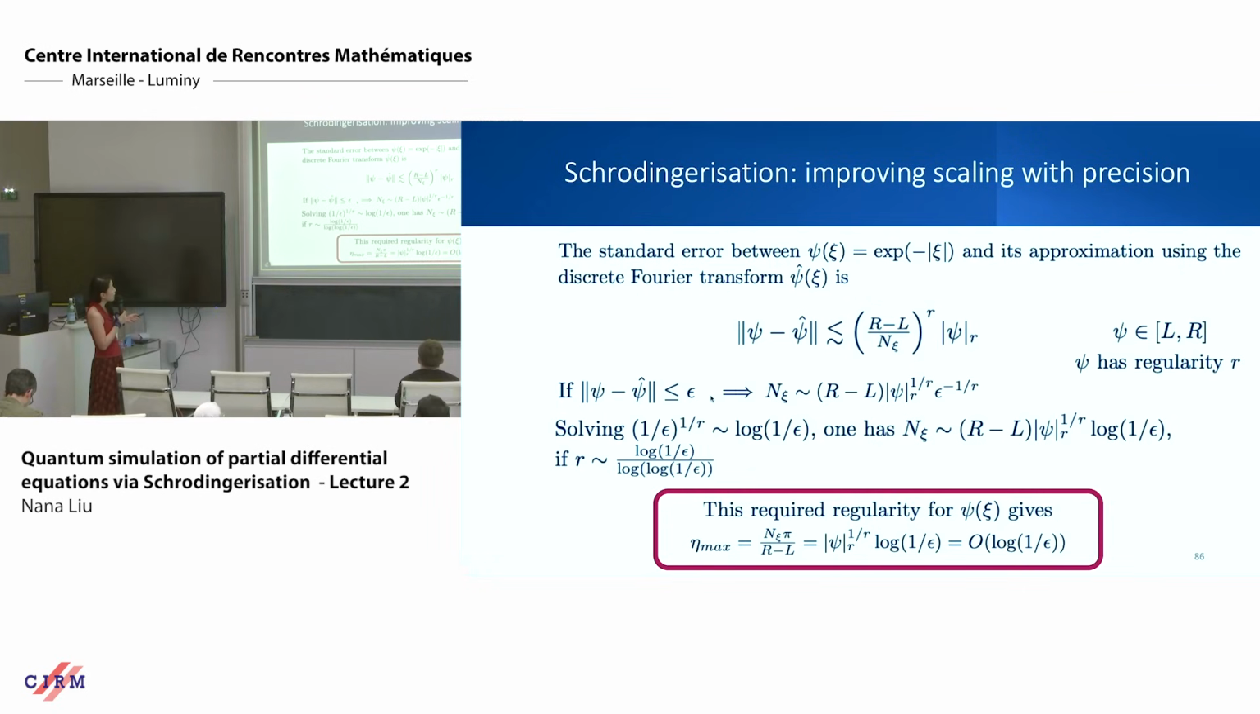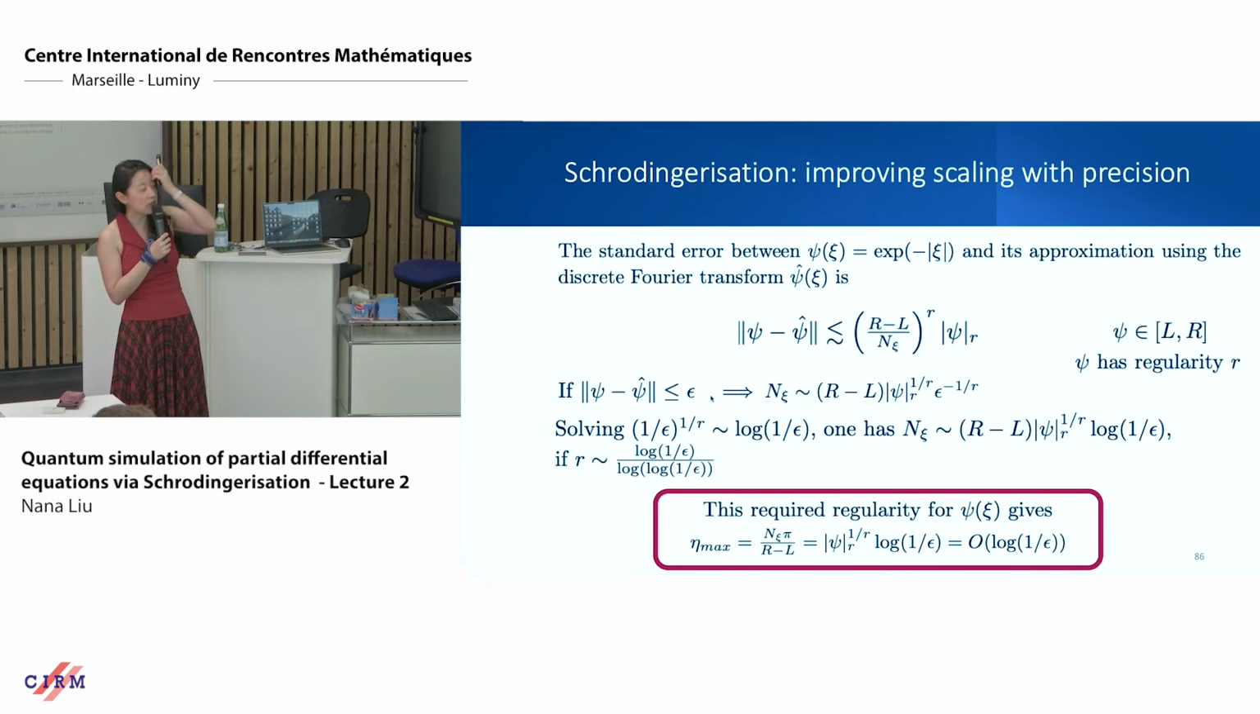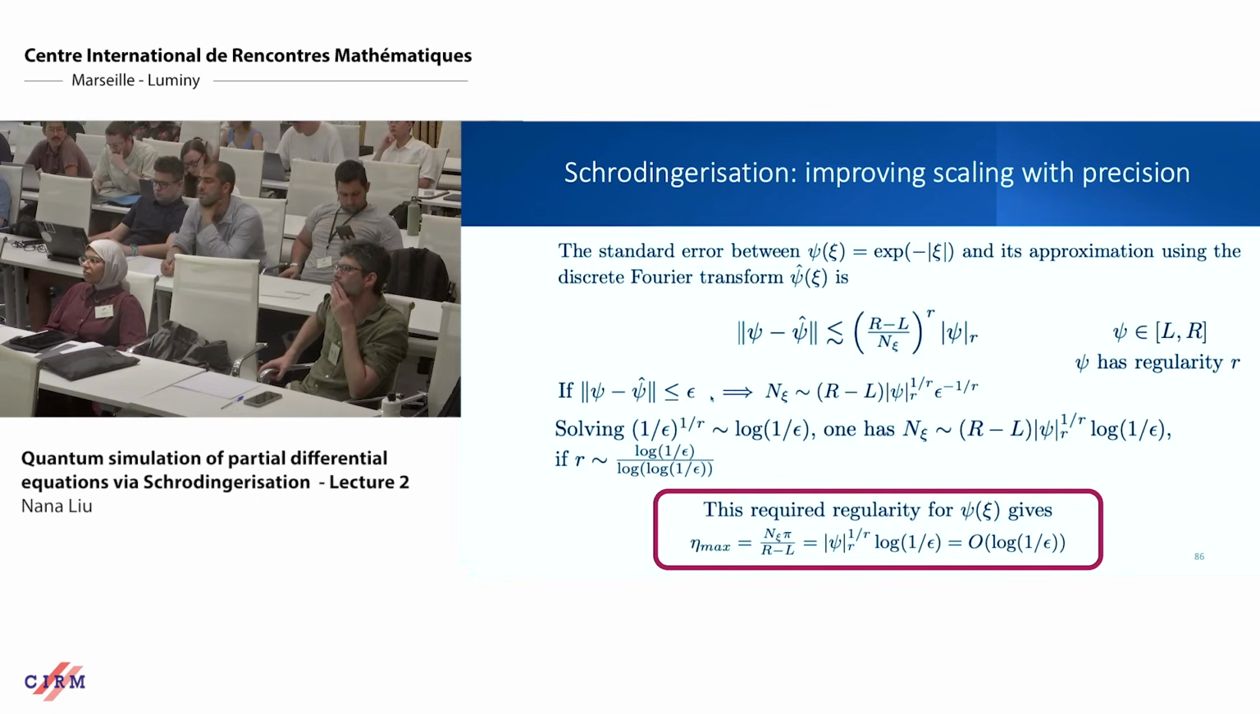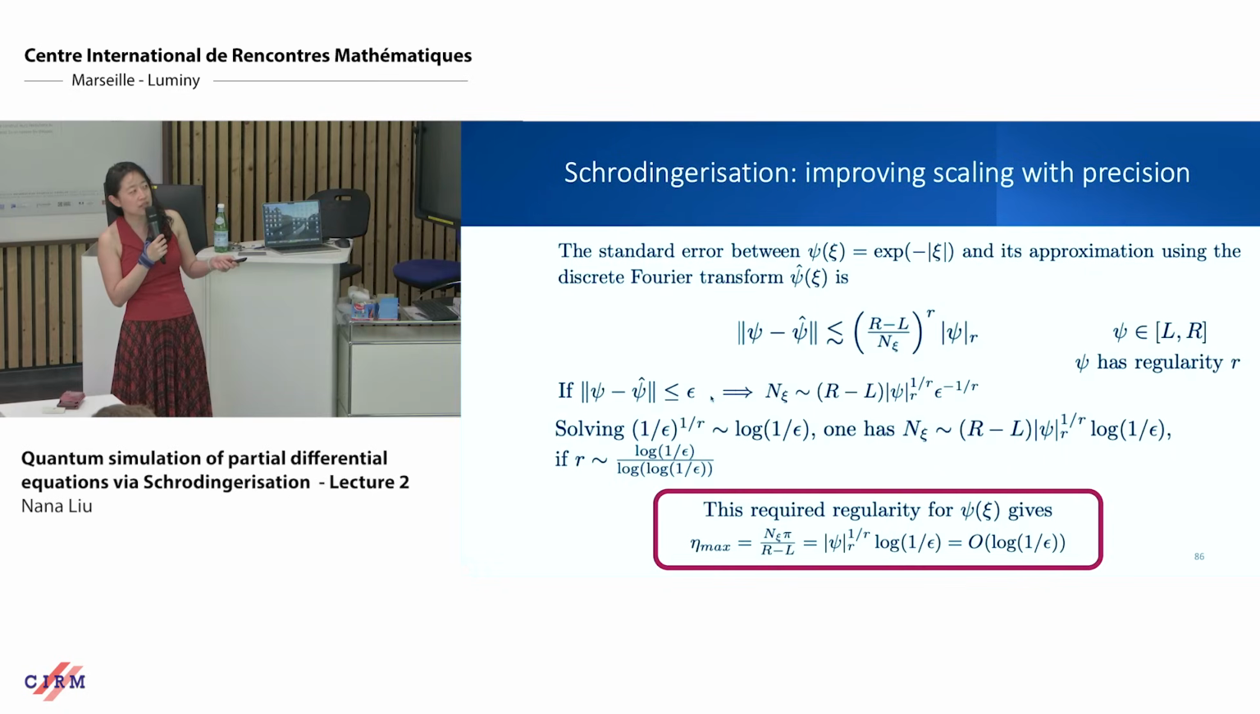We have a standard error between this sharp function and e to the power minus psi. If you want to use the approximation using the discrete Fourier transform, then we see that it depends on your regularity R. And remember, psi is within some boundary between L and R, your left and right boundaries. Now, if we impose this error to be below epsilon, the error to which we can approximate this, then the number of discretizations we need along the psi direction, which is the extra dimension, is now a function of epsilon and of the regularity.